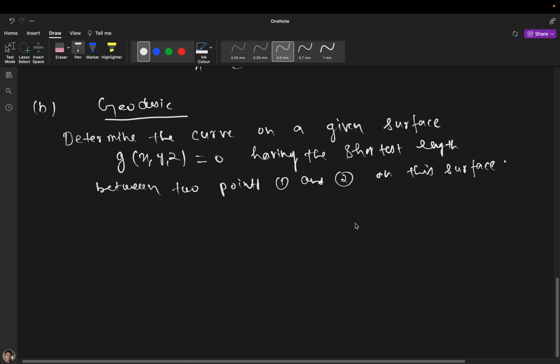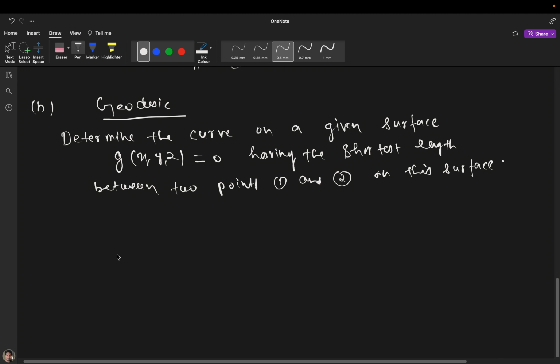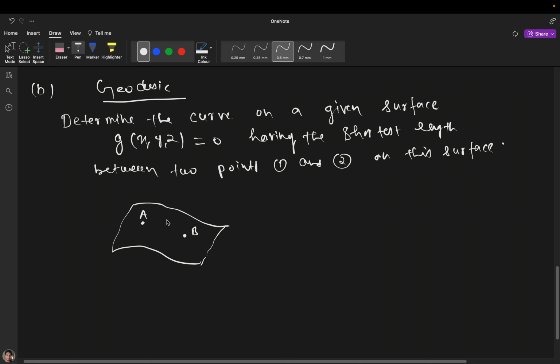Are you getting what I'm trying to say? This problem says, suppose you have some kind of 3D surface, and there is a point A and another point B, and it is saying, can you determine the curve such that the distance between A and B will be minimum. Yeah, this is called the geodesic problem.